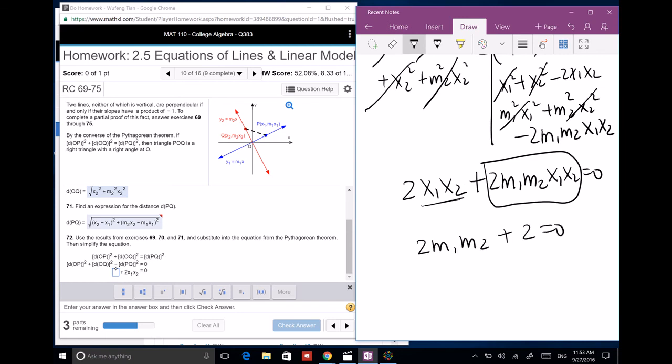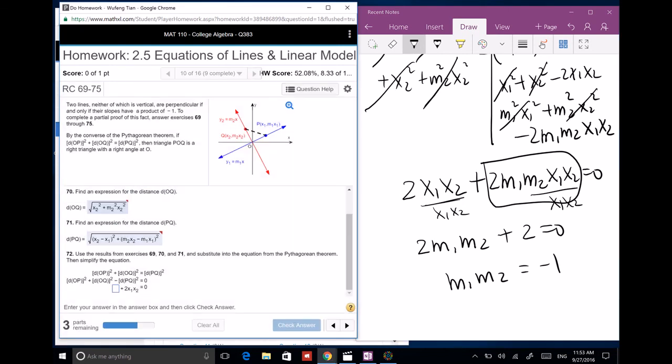Divide everything by x1x2, and then you get m1m2 equals -1. Okay, I think that's what it asks you to do. All right.